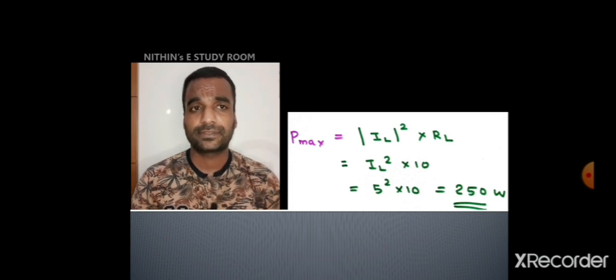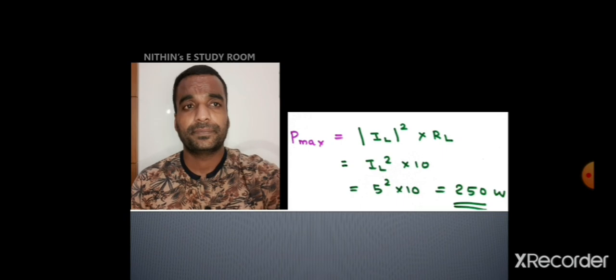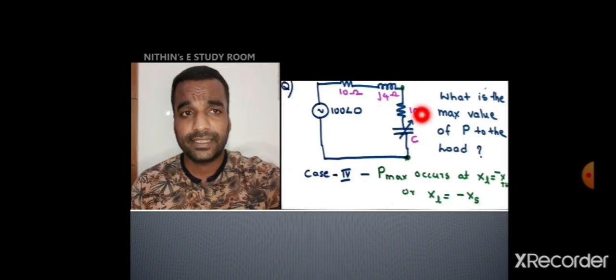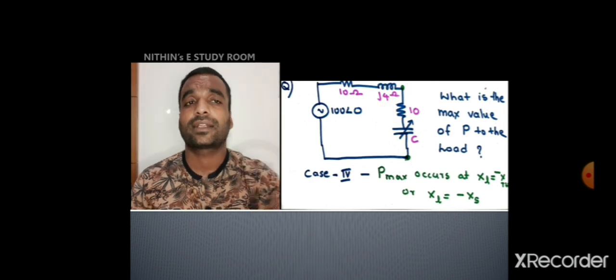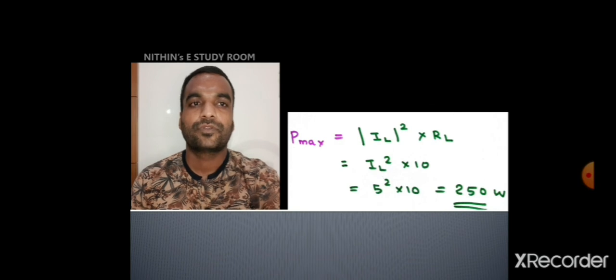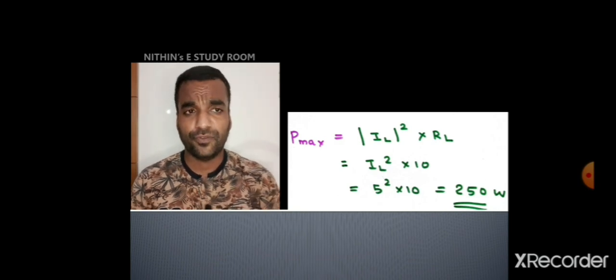Load resistance is 10. Yeah, because load resistance is fixed. In this case only, you didn't do any alteration for the load resistance because that is fixed in case 4. So 5 square into 10, that is equal to 250 watts.